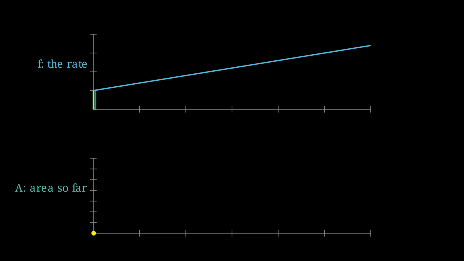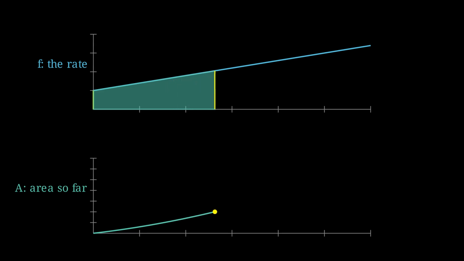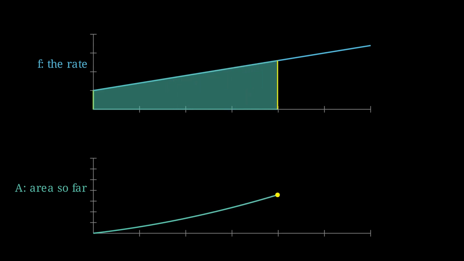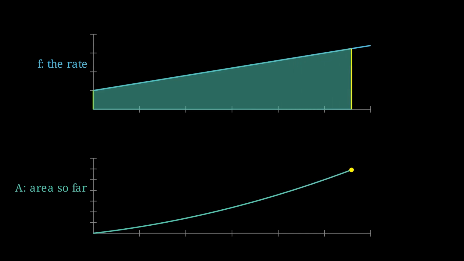As the right edge moves along, the area grows, and we plot how much we have gathered. The top curve is the original. The bottom curve is the area beneath it, drawn as it accumulates. So the bottom graph is a brand new function, built entirely out of area. Exactly, and now we ask the question that unlocks everything.